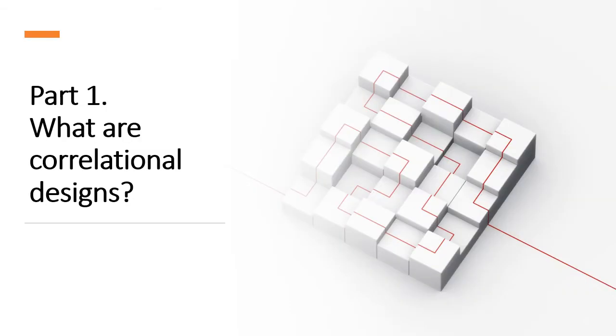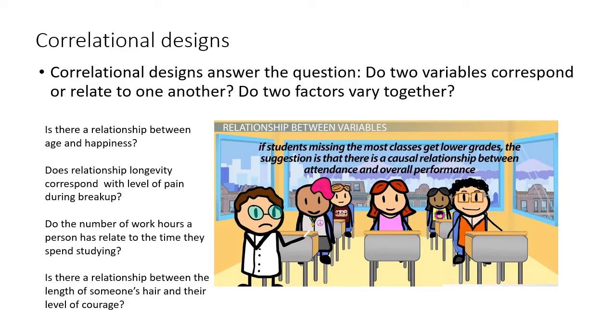So, what are correlational designs? Correlational designs answer the question, do two factors correspond or relate to one another? Do two factors vary together? And so the example in the little illustration, if students missing the most classes get lower grades, the suggestion is that there's a causal relationship between attendance and overall performance. So there's a relationship.